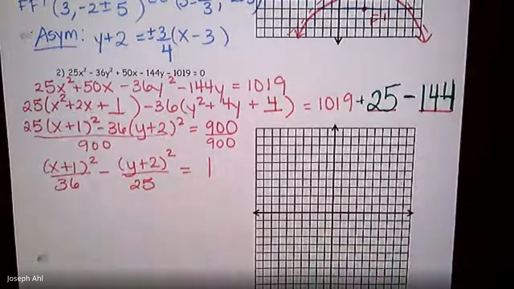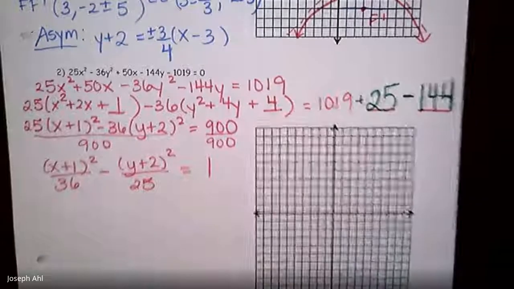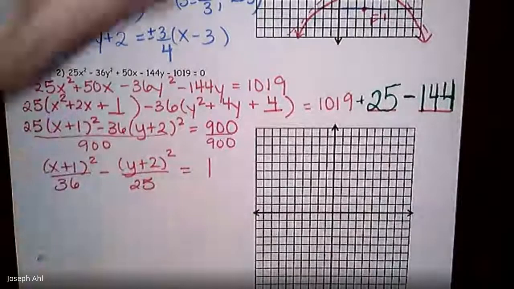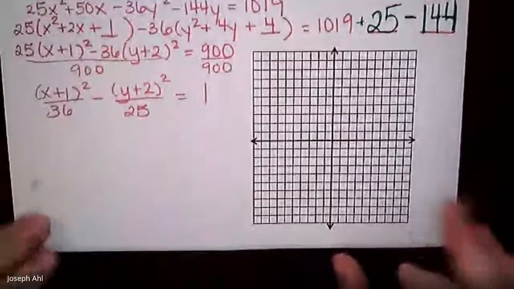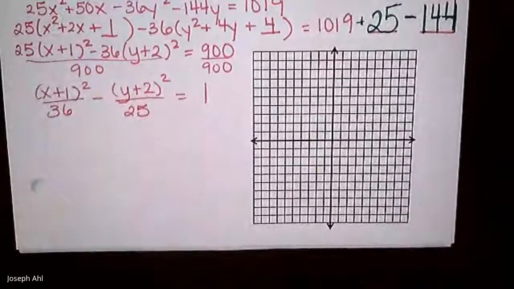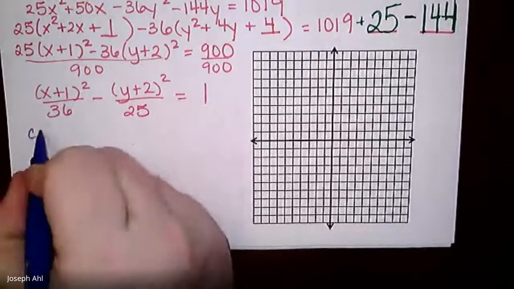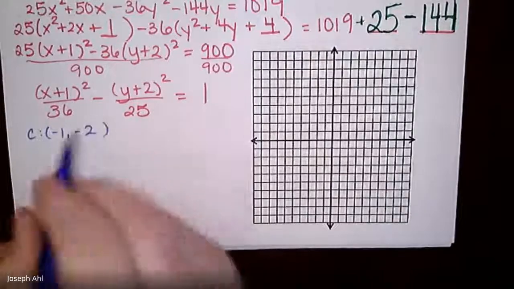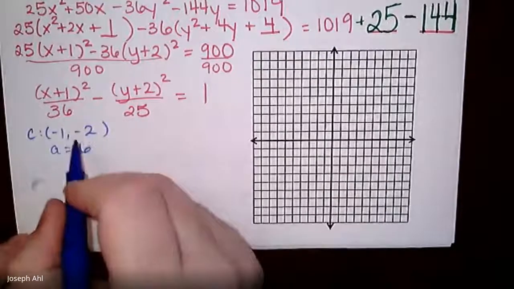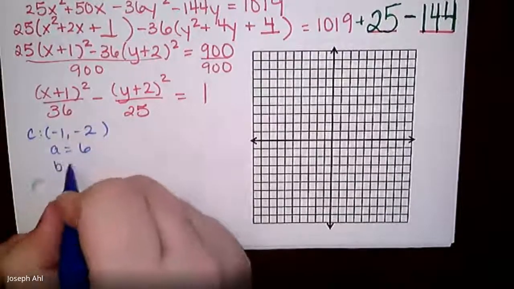So now this looks sort of just like the first example. We can hopefully pretty easily make a sketch of it, find a, b, and c. So we'll do that now. And then once we're done with that, we just have a few more for practice here. So the center of this hyperbola is at (-1, -2). The value of a would be 6, not because it's largest, but just because it's first. b is 5.